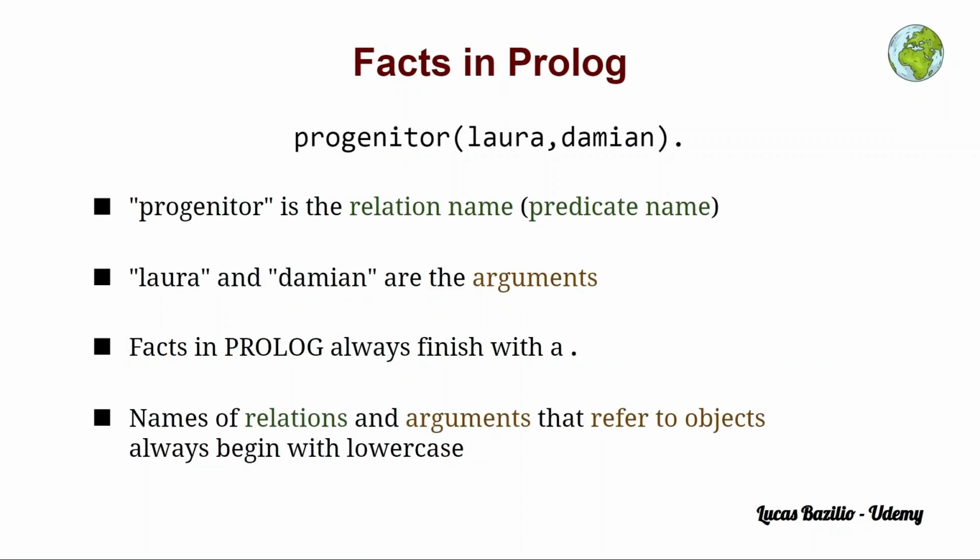Also in Prolog, the names of the relations, that is the names of the predicates, and also the arguments that refer to objects, always begin with lowercase. Here we can easily see how progenitor, which is the relation name, begins with a lowercase, and the same for the arguments. Laura begins with lowercase, Damien begins with lowercase, and not only that, but they are all written in lowercase. There is no uppercase in here. This is something that we have in Prolog: the names of the relations and the names of the arguments that refer to objects always begin with lowercase.